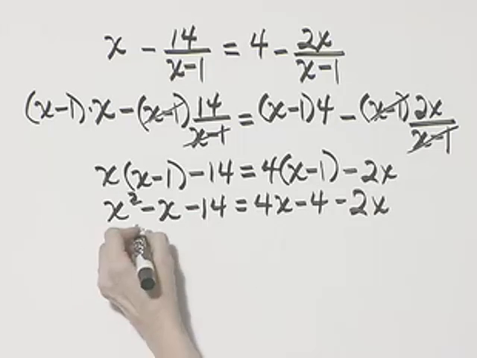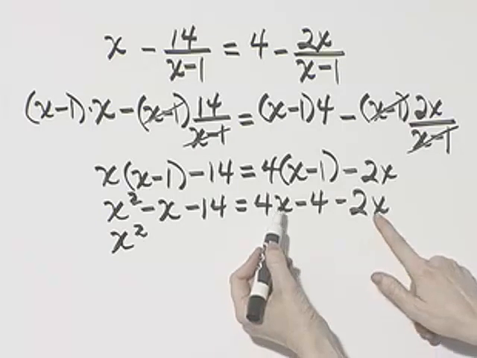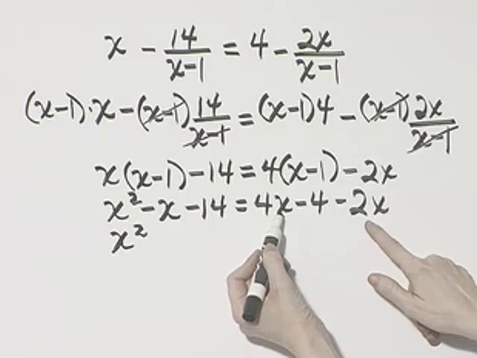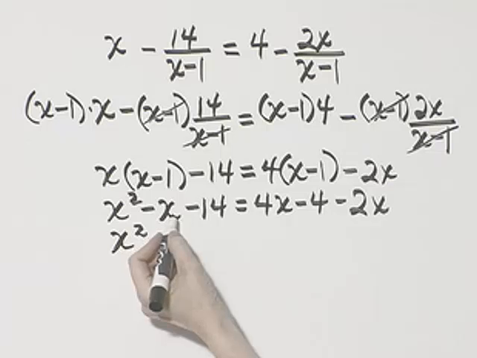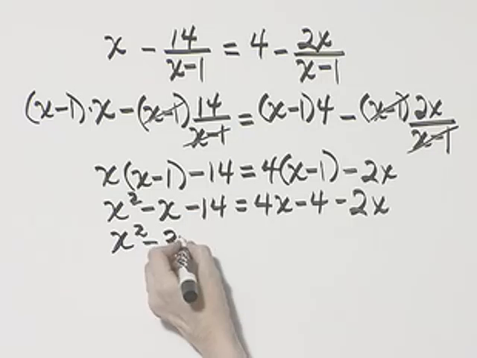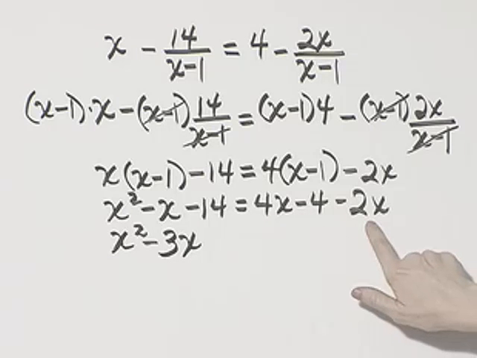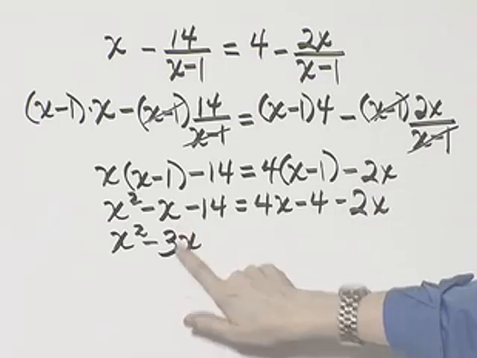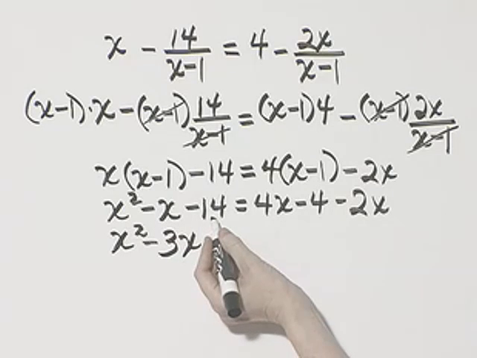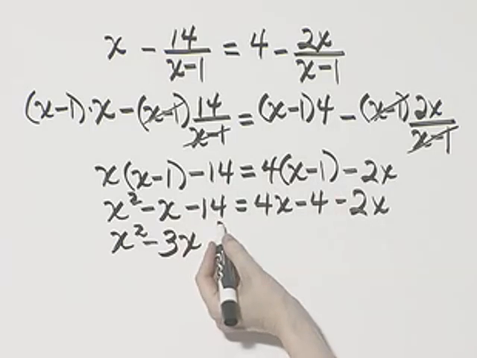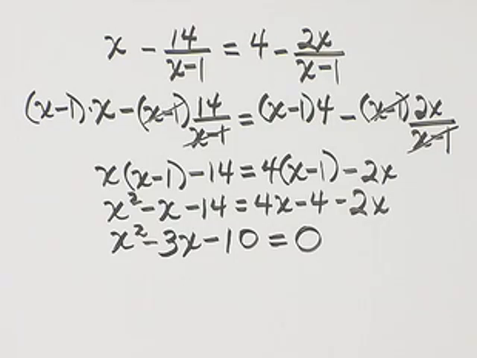I'll have x squared. Now you may want to take a few more steps, but notice I have 4x minus 2x, which is 2x on the right side. I will then subtract 2x from both sides, and negative x minus 2x, that's minus 3x. One more time, go ahead and take a step and combine these two terms. Those will be 2x. Then if I subtract 2x from both sides, negative 1x minus 2x is negative 3x. And then I have negative 14, and then I will add 4 to both sides, so I'll have minus 10 is equal to 0.